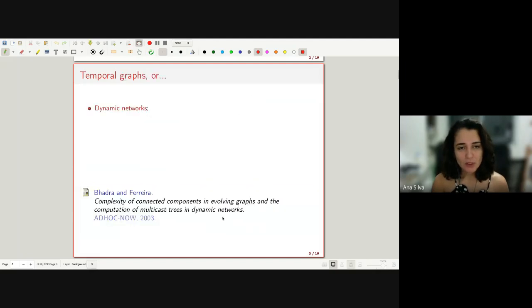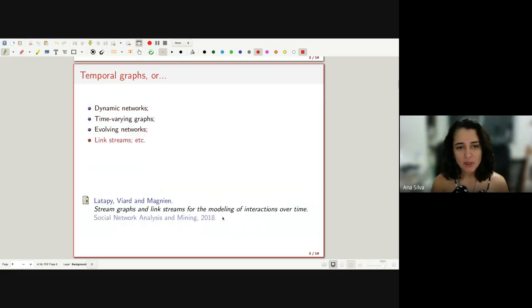These graphs have been studied under other names like dynamic networks, time-varying graphs, evolving networks, link streams, etc. There might be some small variations. They are not exactly the same definition as the one I gave you, but they change very little, and usually you can transform one into the other.